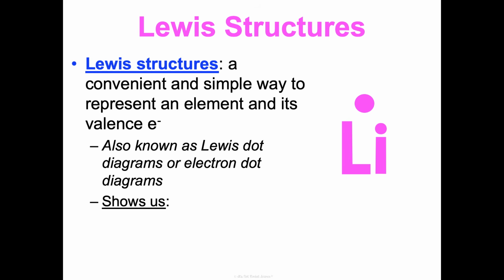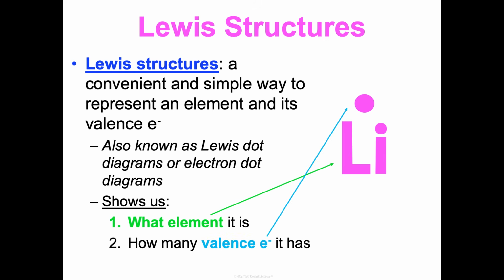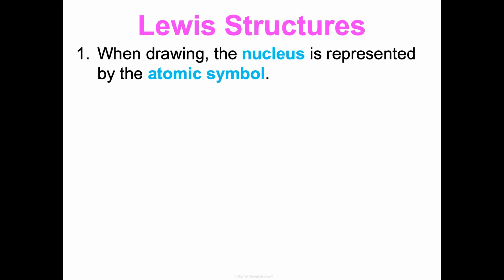Okay, and so this kind of Lewis structure shows us 2 things. It shows us what the element is with the symbol, and then it shows us how many valence electrons it has, which is helpful for us when we're trying to predict, again, how it will behave, because electrons are the ones that are making a difference here. Okay, so how do we draw these? When you're going to draw them, instead of drawing the whole nucleus like you do for a Bohr model, you're just going to represent the nucleus with an atomic symbol.